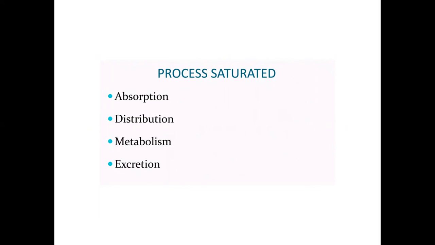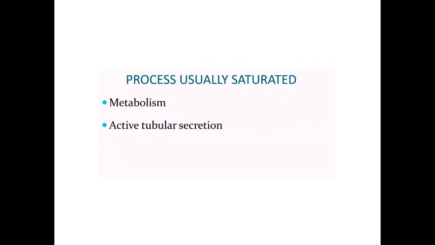These are pharmacokinetic processes. Saturation happens in these processes in the form of enzymes or other things. The saturation occurs in processes like absorption, distribution, metabolism, and excretion, and because of that, it follows non-linear pharmacokinetics. The processes usually saturated are metabolism and active tubular secretion, because the enzymes and the catalysts will be saturated. That is why the main saturated processes are metabolism and active tubular secretion.